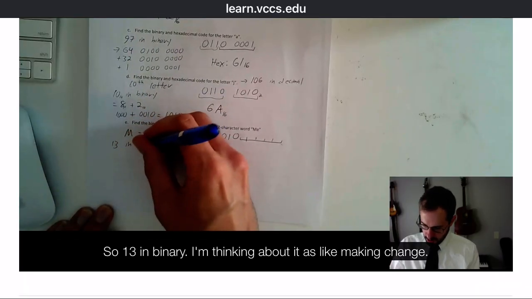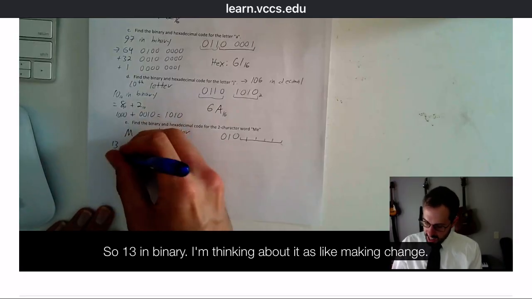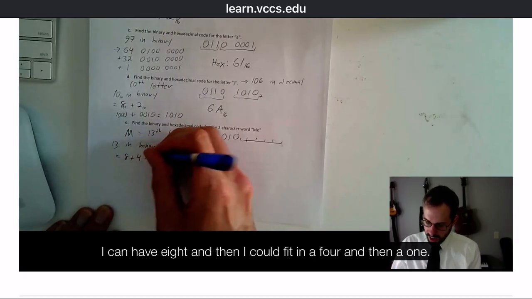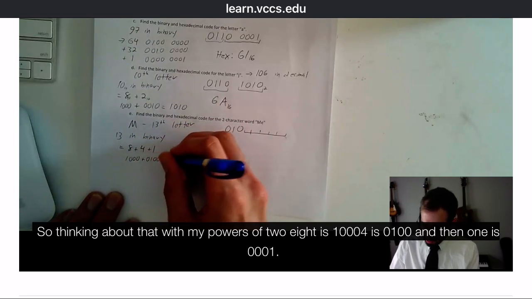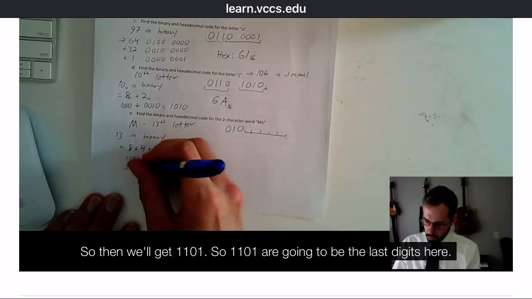So 13 in binary, again, thinking about it as like making change, I can have 8, and then I can fit in a 4, and then a 1. So thinking about that with my powers of 2, 8 is 1, 0, 0, 0, 4 is 0, 1, 0, 0, and then 1 is 0, 0, 0, 1. So then we'll get 1, 1, 0, 1.